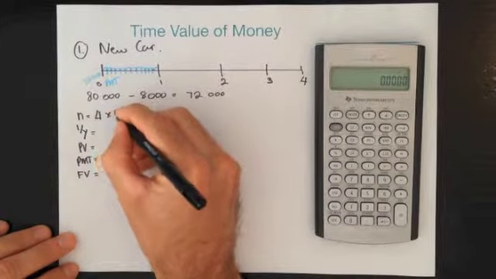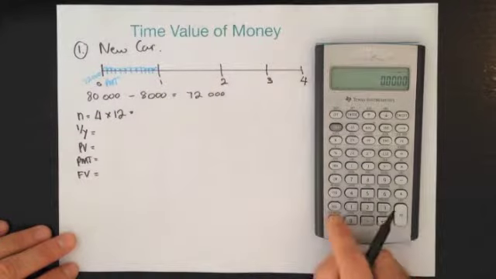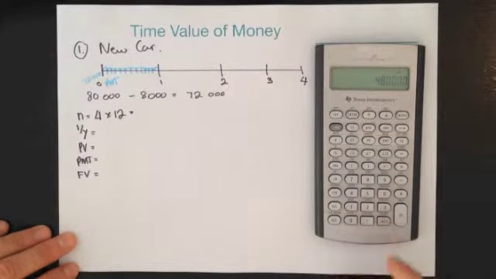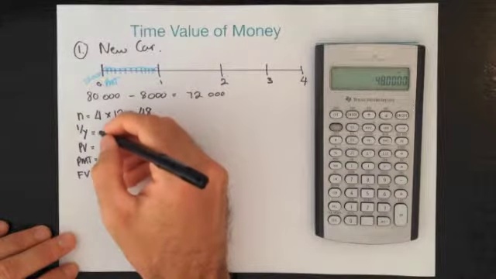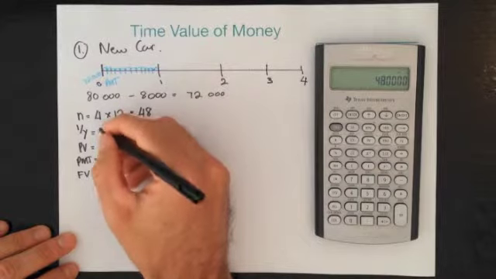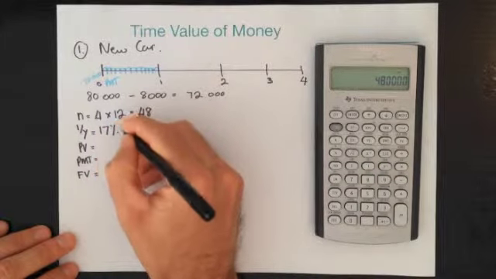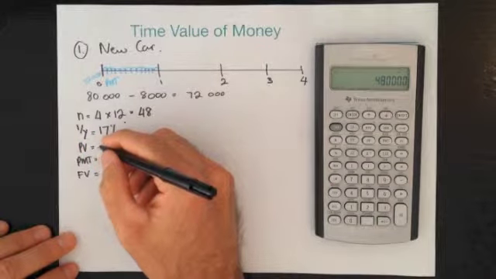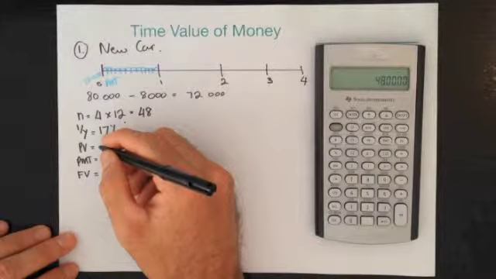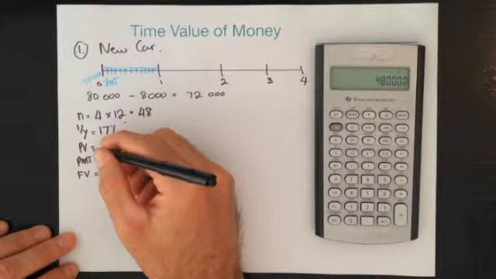N is equal to the number of periods. Remember, we want the number of periods, not the number of years. So we times the 4 years by the 12 months in the year to get 48. The interest rate is 17%. We use it as is in this example, but we will discuss the two methods later on in this course.